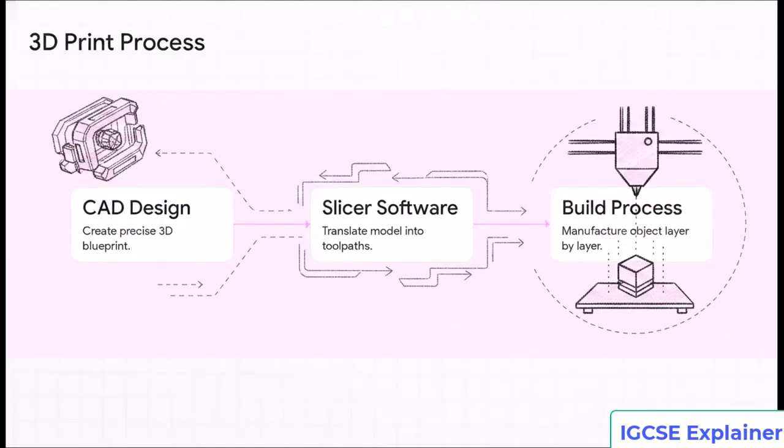Okay, next let's look at the magic of escaping that 2D digital box entirely. 3D printing, or officially additive manufacturing, is a strict sequential process. First up, you create a precise blueprint in CAD software. Second, you use Slicer software to translate that 3D model into exact toolpath routing instructions. And finally, the actual physical build process begins.